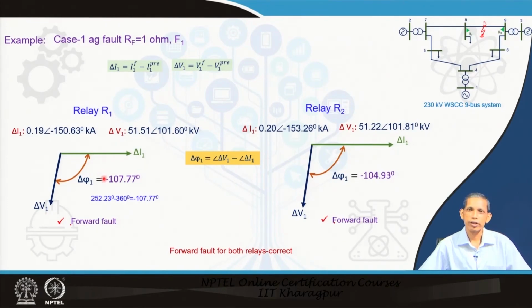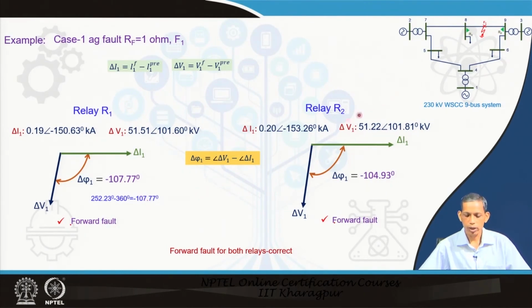So, how much is the leading angle, that matters to us, and that leading angle is nothing but minus 107.77 degree. So, this is a case of minus angle, which means forward fault, which is being correctly identified by this superimposed quantity based directional line.